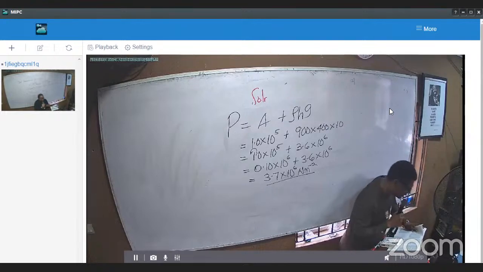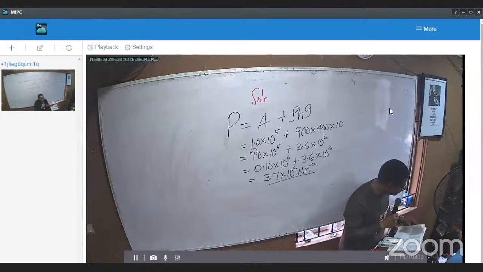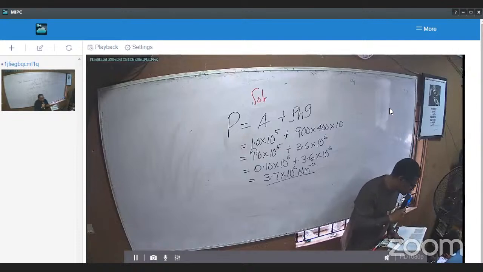Option C, pressure in a liquid acts only in a direction perpendicular to the sides of the containing vessel.